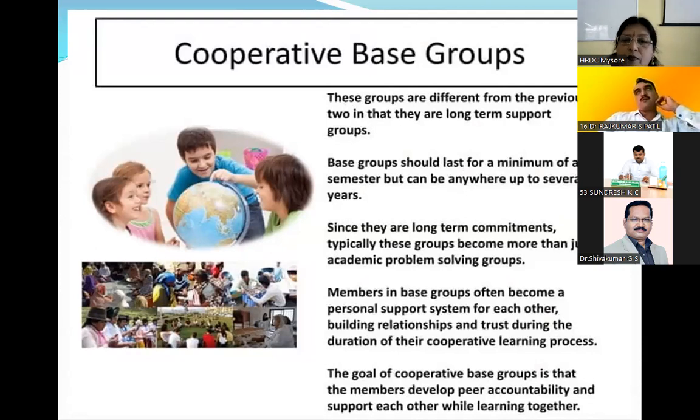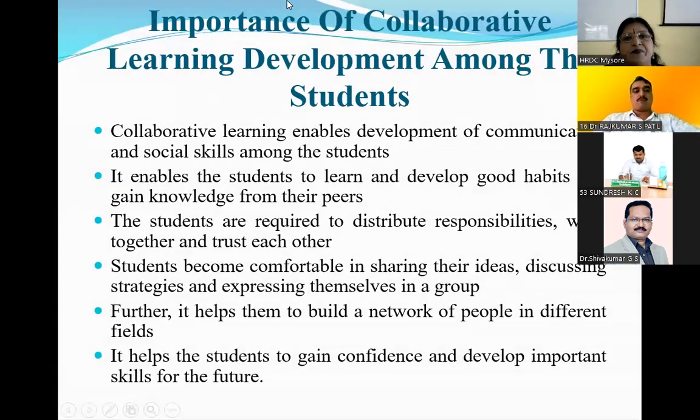Since they are long-term commitments, typically these groups become more than just academic problem solving groups. They become sometimes personal support systems for each other. They build relationships and trust during the duration of their cooperative learning process. And each one of them supports each other, shares their knowledge, comes to the help of others, and finally they come out with good outcomes.